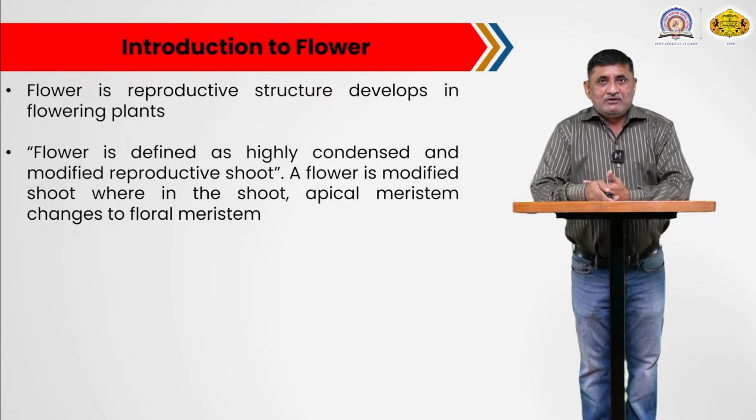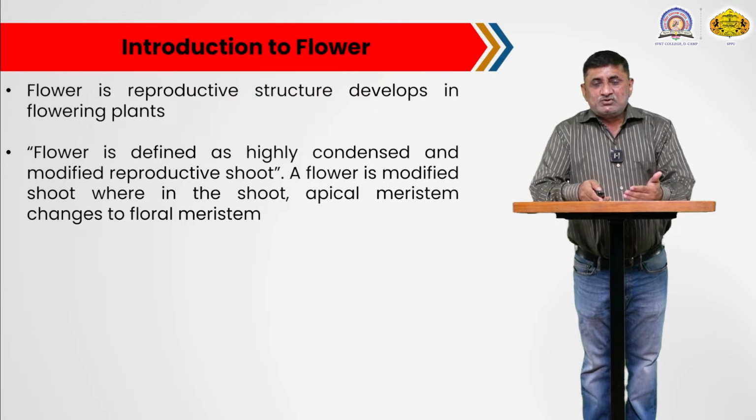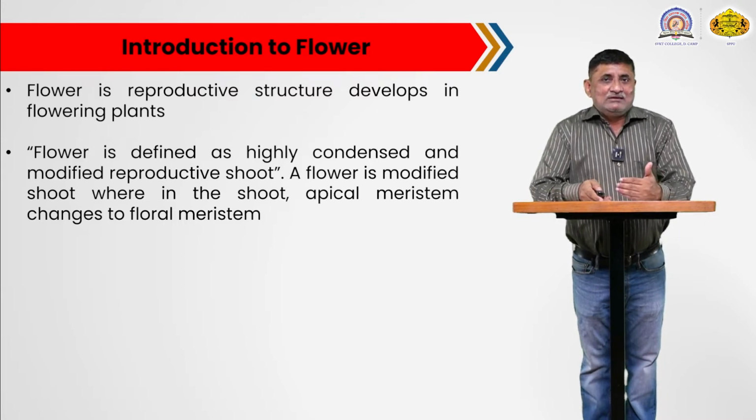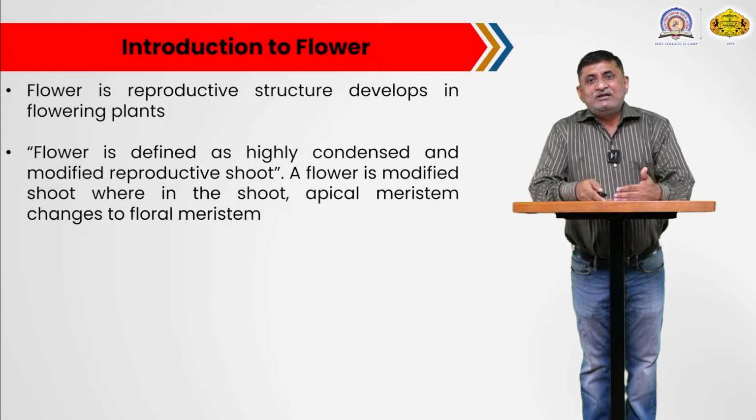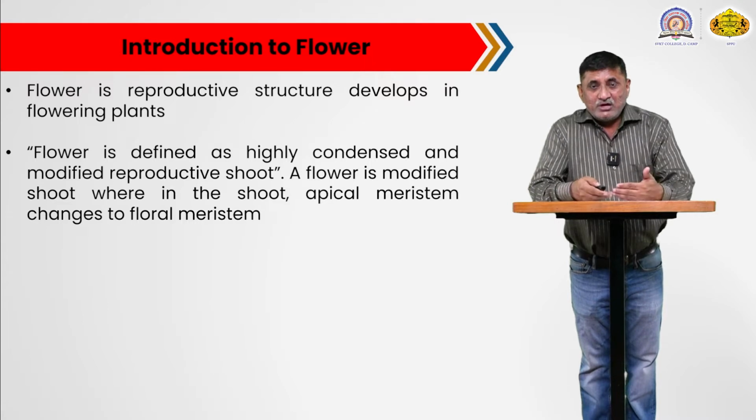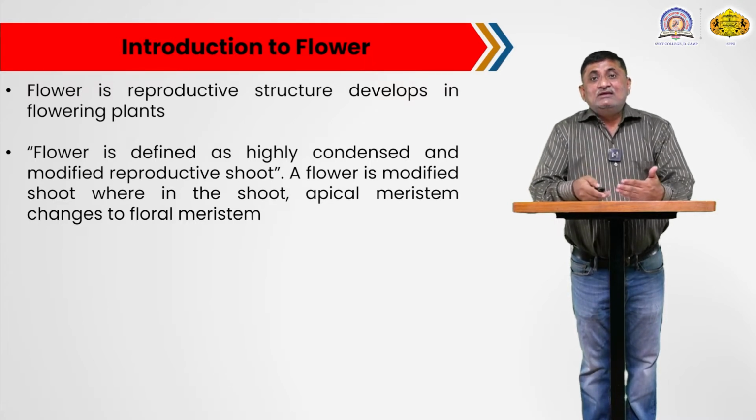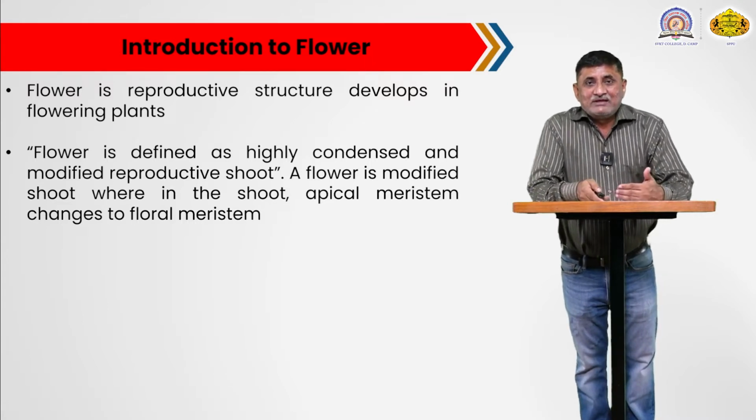When a flowering plant wants to reproduce, at that time the different vegetative buds get converted into reproductive buds, and numbers of flowers are developed on the different branches of that particular plant.